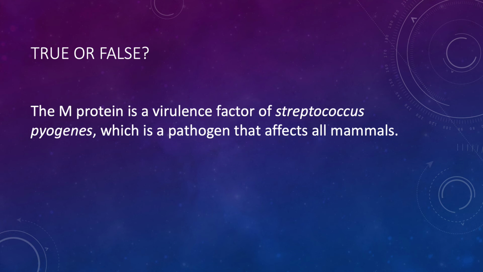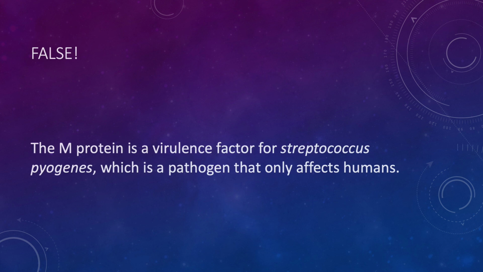Let's finish up this presentation with a little bit of true or false. First question. The M protein is a virulence factor of Streptococcus pyogenes, which is a pathogen that affects all mammals. If you said false, you are correct. The M protein is a virulence factor for Streptococcus pyogenes, which is a pathogen that only affects humans.